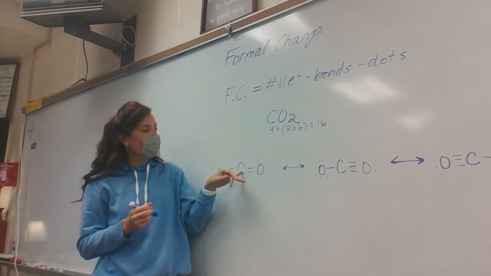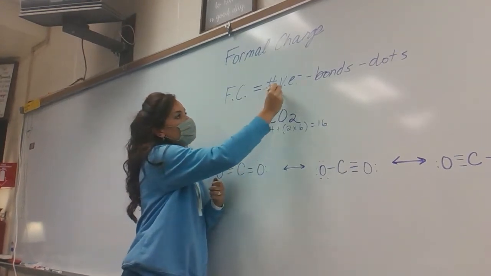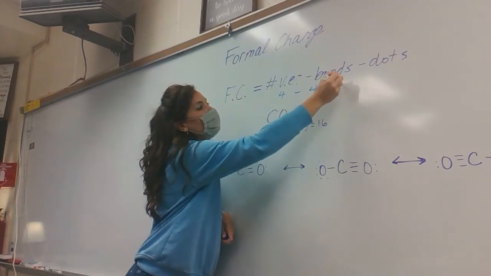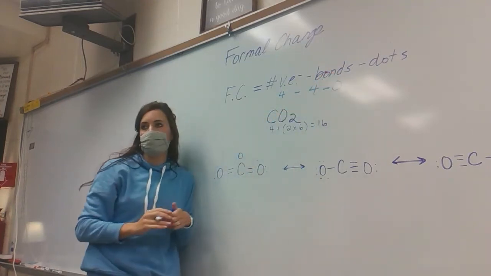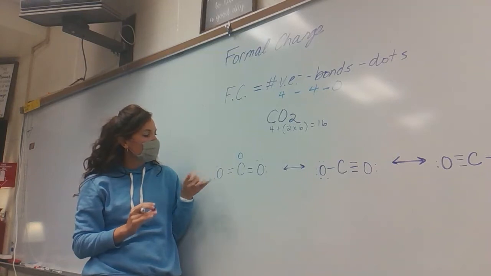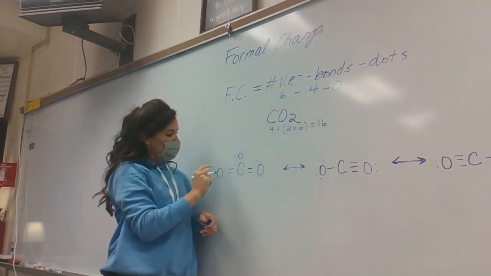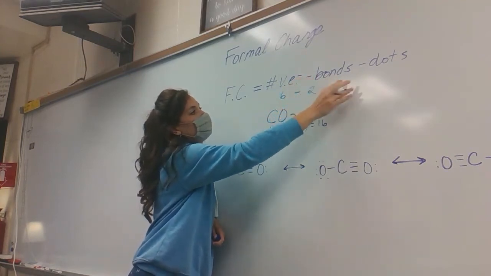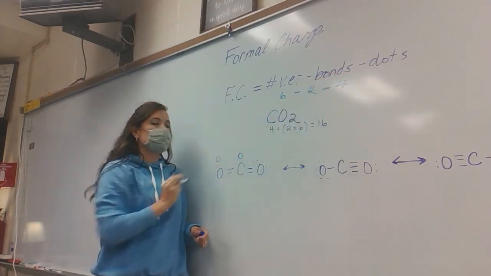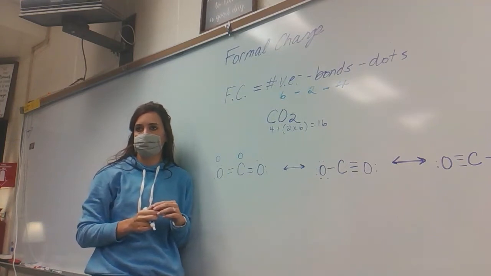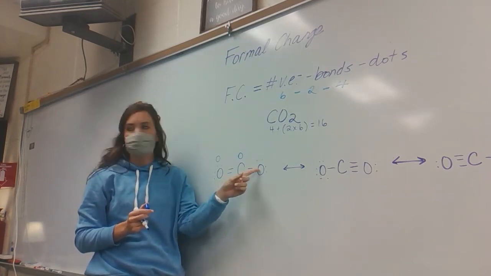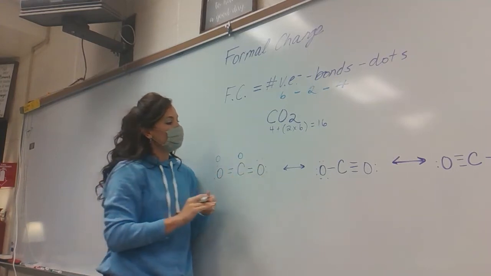So in this one, carbon starts with four valence electrons. It has four bonds, and it doesn't have any lone pairs, no dots. So the formal charge on carbon here is zero. Oxygen starts with six, has two bonds, and four dots, so its formal charge is zero. Then this oxygen's the same. It has two bonds and four dots. So zero.